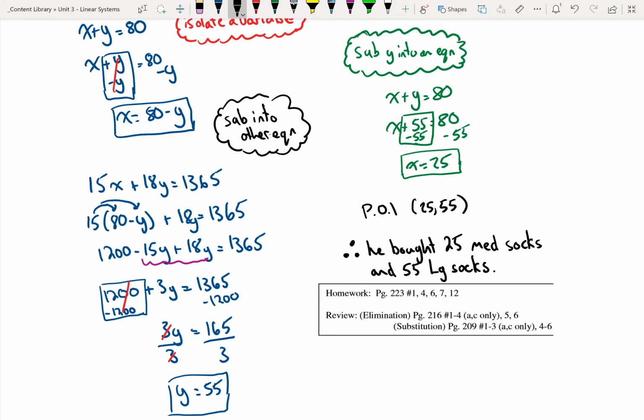So again, the hardest part about this would be coming up with the equations and then figuring out which method to use, elimination or substitution. However, the actual type of method doesn't really matter. Either way, you would still get the same answers. So the biggest goal here is just coming up with the equations, and then you can use whichever method you're comfortable with.